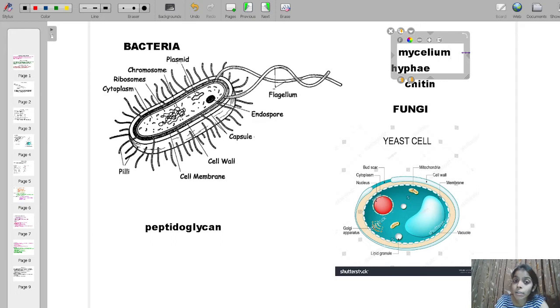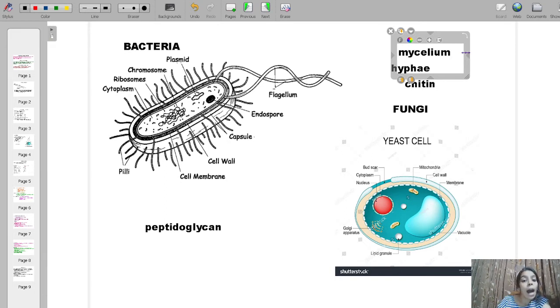So these are the basic characteristics of fungi. One difference between fungi and the previous ones is that fungi are completely heterotrophic. Monerans and protistans can be heterotrophic or autotrophic. But fungi are completely heterotrophic. They can either be parasitic or saprophytic.